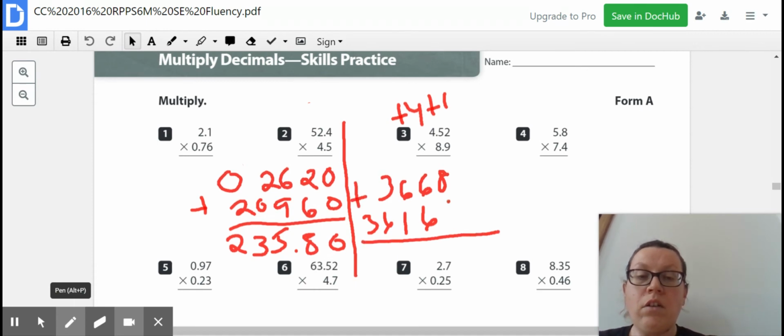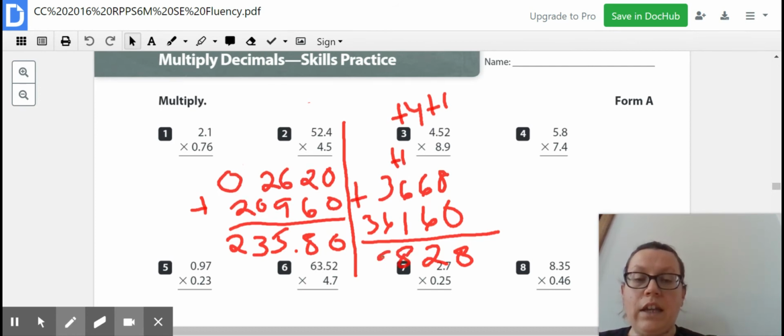All right? So then we have 8 plus 0 is 8. 6 plus 6 is 12. We carry our 1. 6 plus 1 is 7. Plus 1 is 8. 6 plus 3 is 9. And 3 plus 0 is 3. So our answer is 39,828. But we have to do the second step, and we have to put our decimal point in.